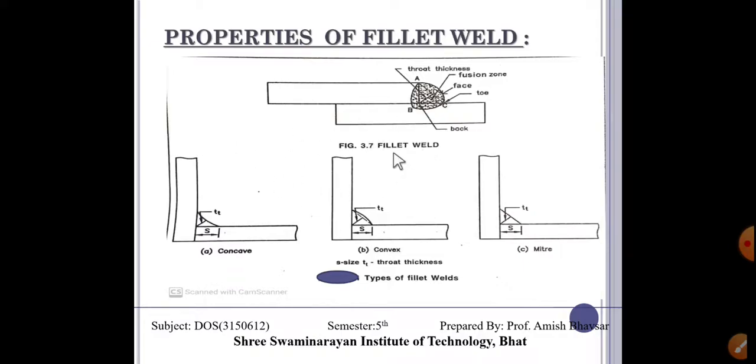Now, the properties: how does the fillet weld work, right? So these two plates are welded for the connection, and they make a right angle between them. This area is filled by the welding by heating these two plates. First plate is heated somewhere over here, and this plate is melted somewhere over here. By this welding, this whole portion is melted and fused together, and it creates a hard joint. So this kind of connection we are going to do at the site using fillet weld.